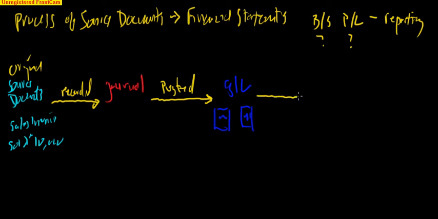It gets, let's call this summarized, into a trial balance. So we have an original source document that gets recorded in a journal that then gets posted to a general ledger, summarized in a trial balance.